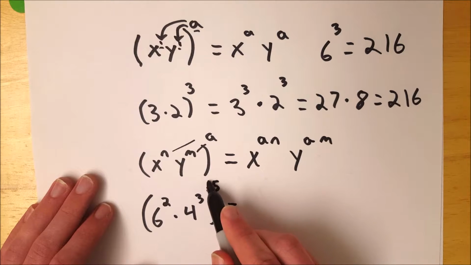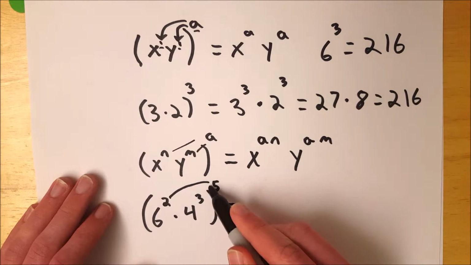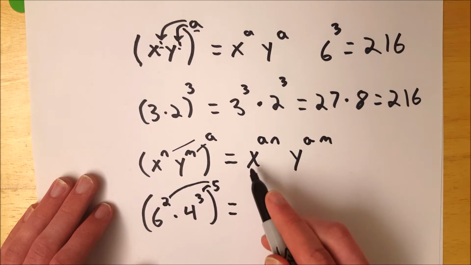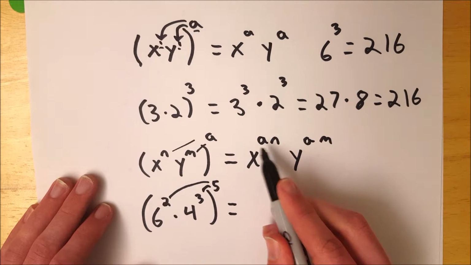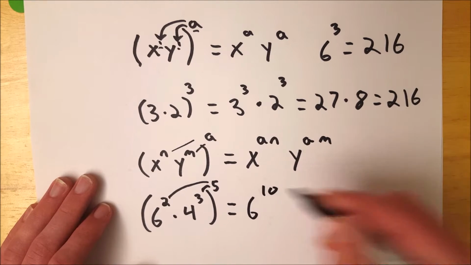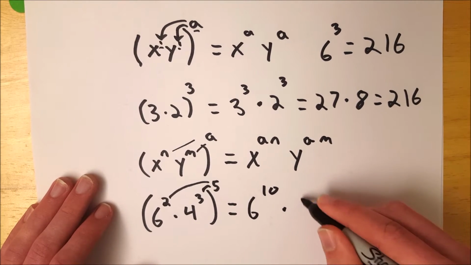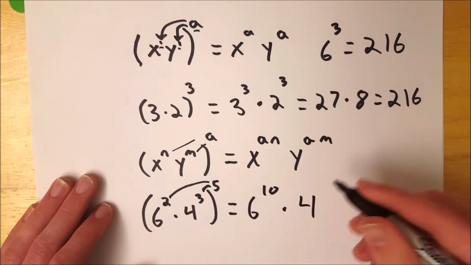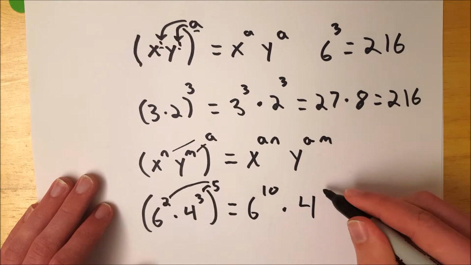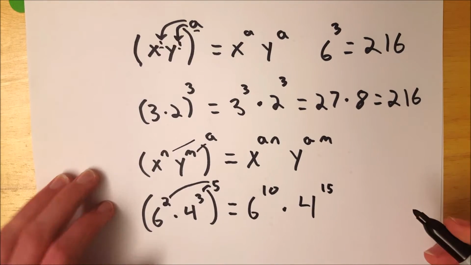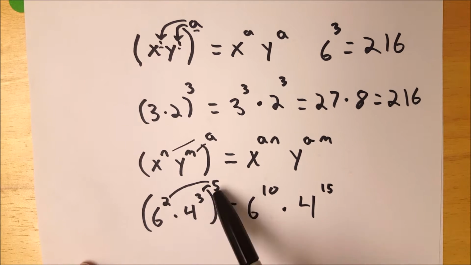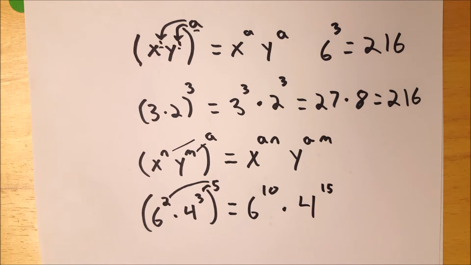We're just going to multiply 5 times 2, this will be huge, and then multiply 5 times 3. So our first number is 6, that's our x, and 2 times 5, that's n times a, so it's 6 to the power of 10, multiplied by 4 to the power of 3 times 5. Just like up here, we did m times a, 3 times 5. That's 4 to the power of 15. So that is how a product all raised to a power works. It's just like the normal power rule.